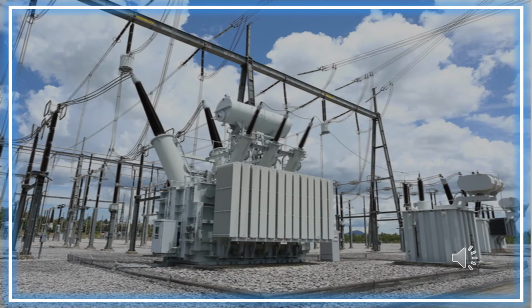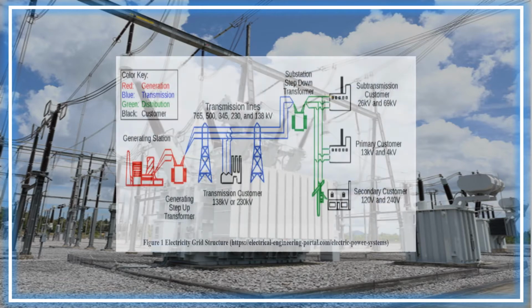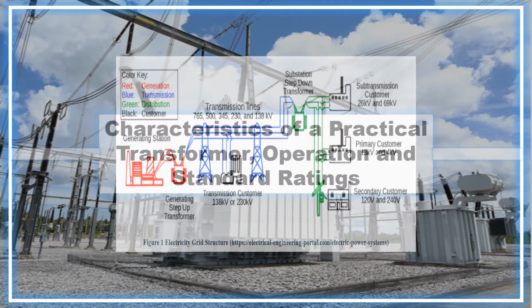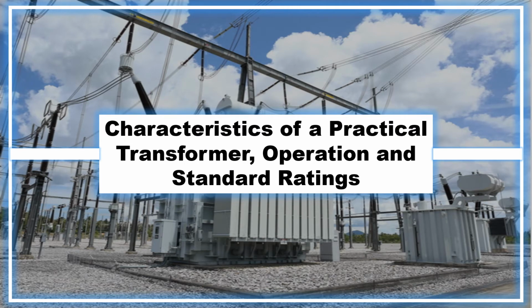Transformers are capable of receiving AC power at one voltage and delivering it at another voltage. In this way, they help achieve better transmission efficiency while transferring the power over longer distances. From the generating stations, transformer is used to step up voltage. Power then flows through the transmission lines. Then, transformer is used to step down voltage to serve customers. In this video, we will go through the characteristics of practical transformer, operation, and standard ratings.